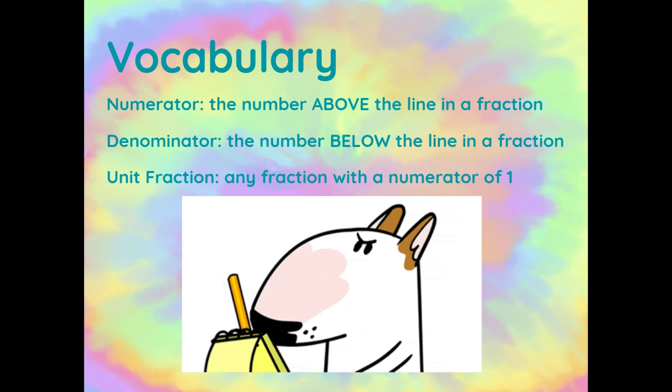The denominator is how many pieces something is cut into, and the numerator would be whatever amount is shaded or however much is taken or something like that. For example, if I have a chocolate bar cut into 8 pieces and I eat 2 of those pieces, my numerator would be the amount of pieces I ate, 2, and my denominator would be 8 because that's how many pieces the chocolate bar was cut into. And then unit fraction is any fraction with a numerator of 1. 1/3, 1/4, 1/2, 1/9, any fraction with a numerator of 1.